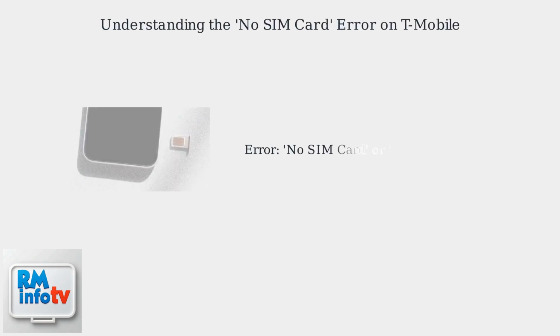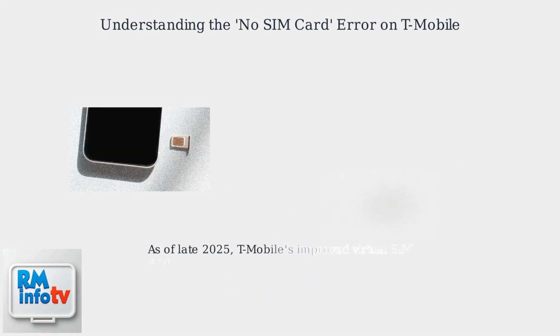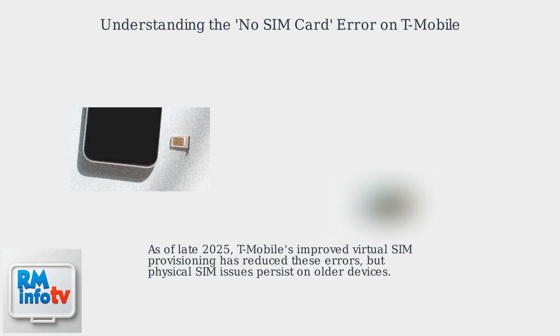Encountering a no SIM card or SIM not detected message on your iPhone or Android device with T-Mobile? This means your device can't recognize the SIM card, preventing calls, texts, and data usage. There are a few main causes: a misaligned or dirty SIM card, incorrect APN settings, a software glitch, or a hardware fault. As of late 2025, T-Mobile's improved virtual SIM provisioning has reduced these errors, but physical SIM issues persist, especially on older devices. Let's look at how to resolve this issue.